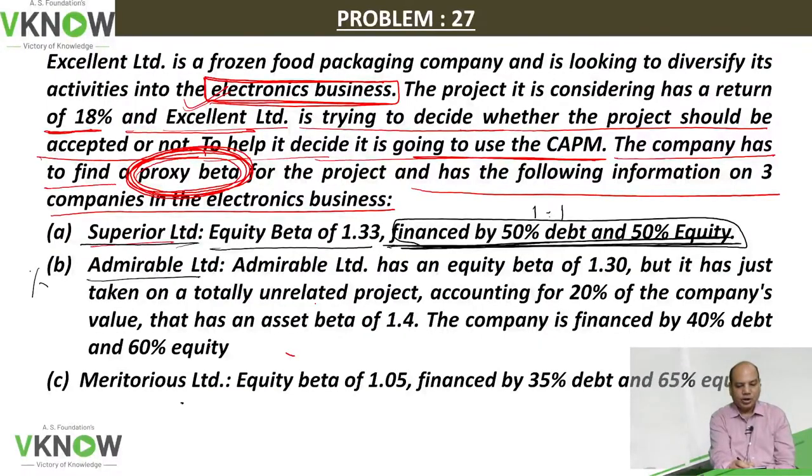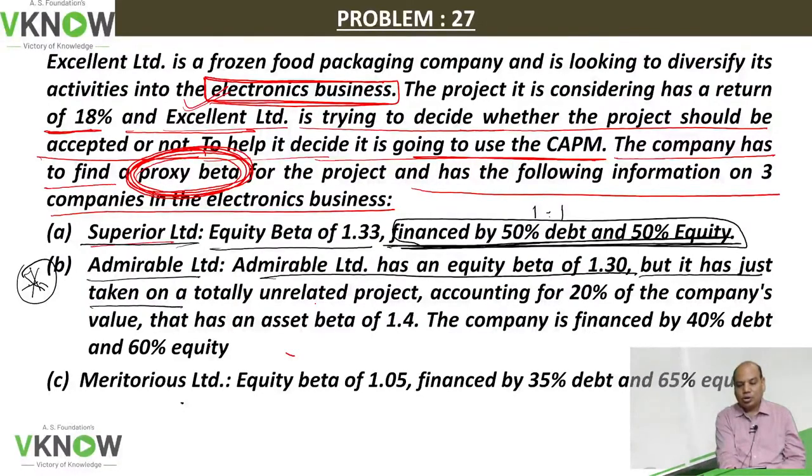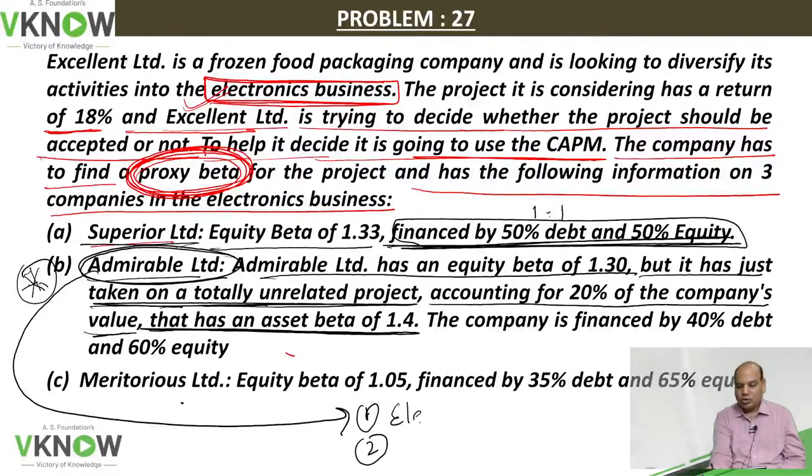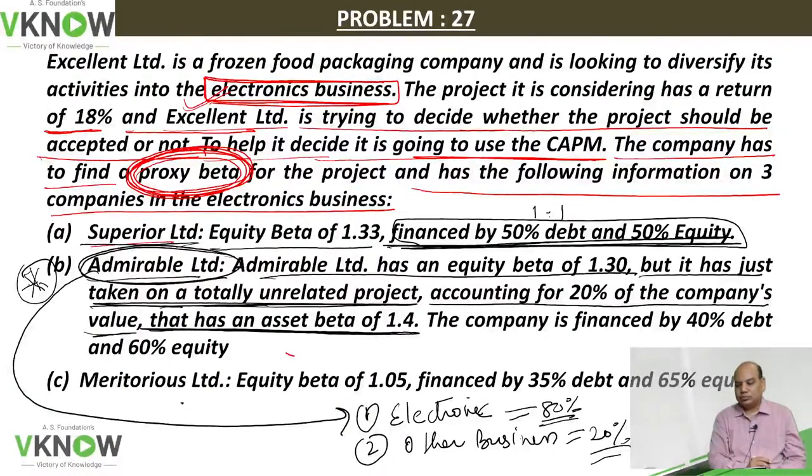Admirable, this is important. Admirable Limited has an equity beta of 1.3, but it has just taken on a totally unrelated project, accounting for 20% of the company's value, that has an asset beta of 1.4. But this company Admirable Limited is not just electronic business. Admirable Limited is into 2 businesses. One is electronic business and one is other business. The other business weight is 20%. So electronic business will have a weight of 80%.